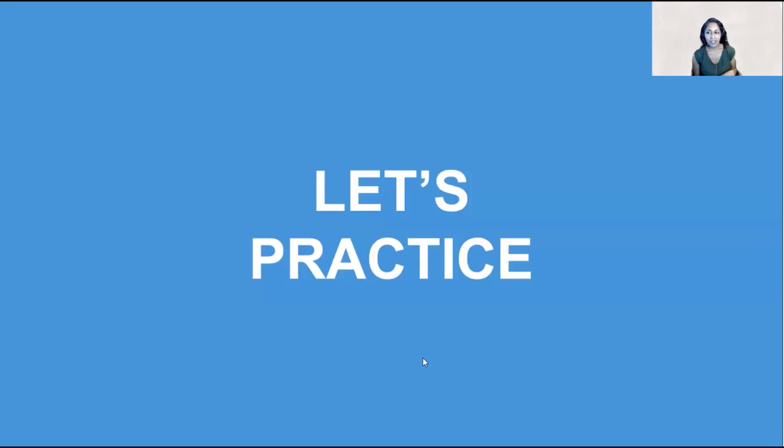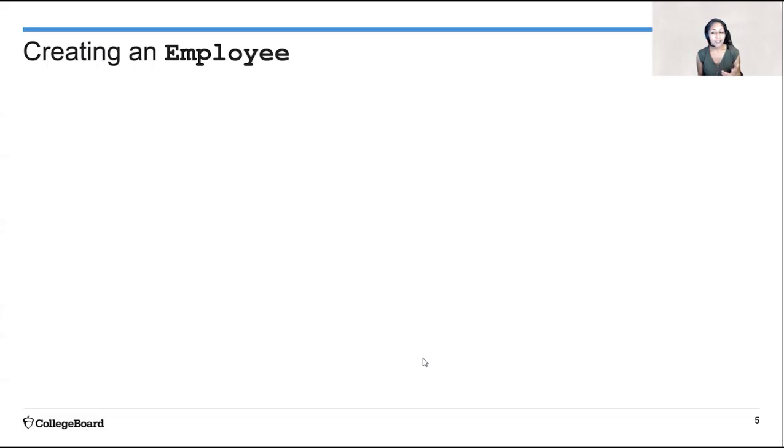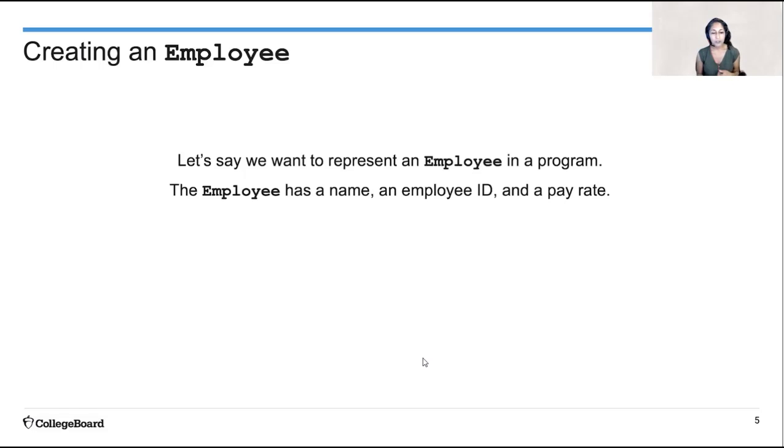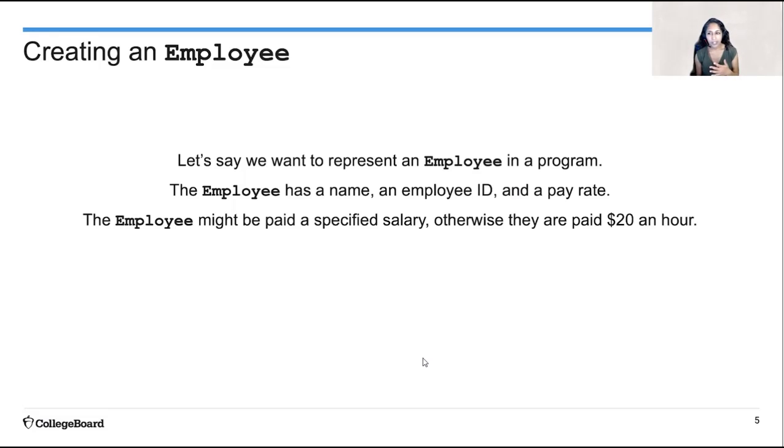So let's practice. This time we're going to create an employee. We want to establish an employee that has a name, an employee ID, and a pay rate. We also want to specify a salary for this employee, but we want to either let the user provide the salary, or if they don't, we're going to set them to be paid at $20 an hour. So, based off of this little scenario, what attributes do I need to define?